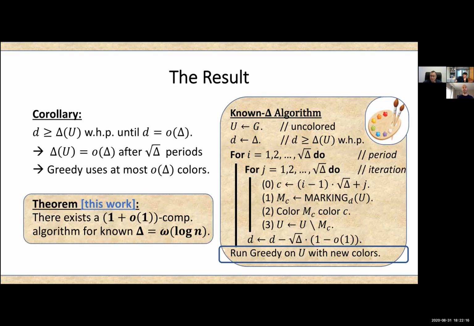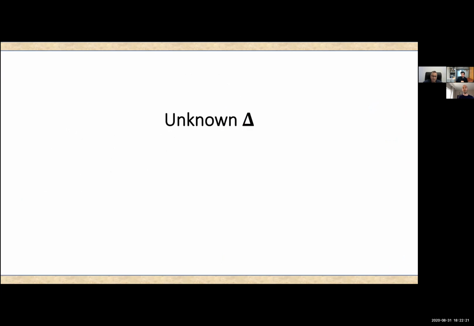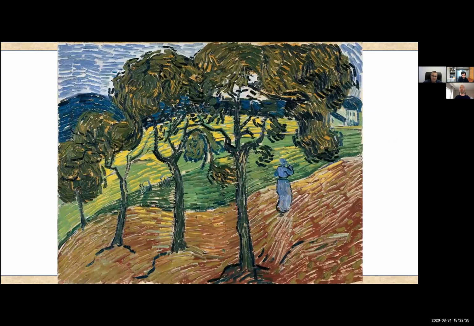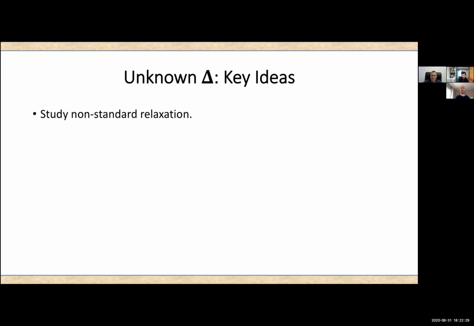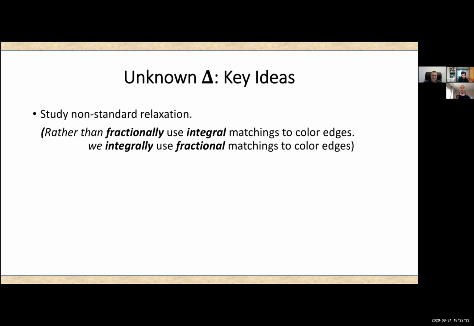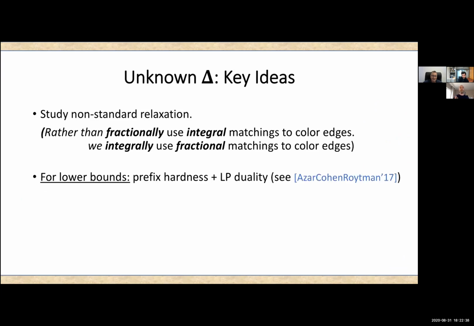Good. So let me, in the following few minutes, briefly tell you about the secret sauce that goes into the unknown delta result. I'll give you a brief impressionistic picture of this. So first we start with a non-standard fractional relaxation of this problem. I won't go into the details, but here it is if you want to see the video later. For our lower bounds, we rely on prefix hardness and LP duality as first advocated for by Azav et al. I won't go into too many details about this here.